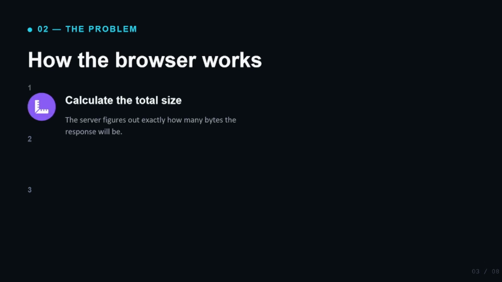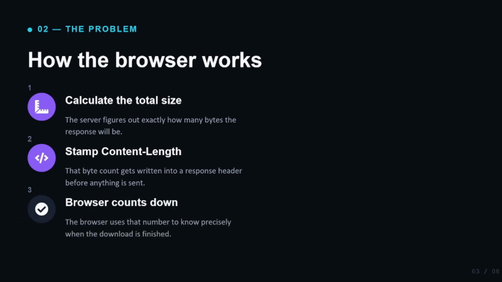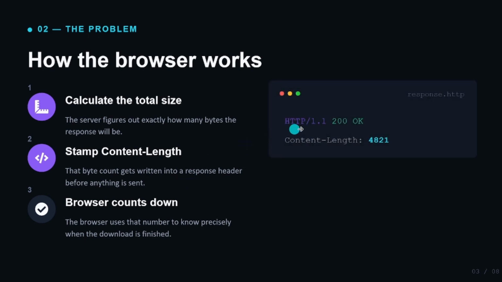Number one, the browser calculates the total size of the request and how long the response would be. Then it stamps it on a header called content length. You may have seen this or you may have not seen this. Then the browser counts down so it knows how long that download of the request will take exactly. So seeing this looks something like this: HTTP request OK, content length 4821.